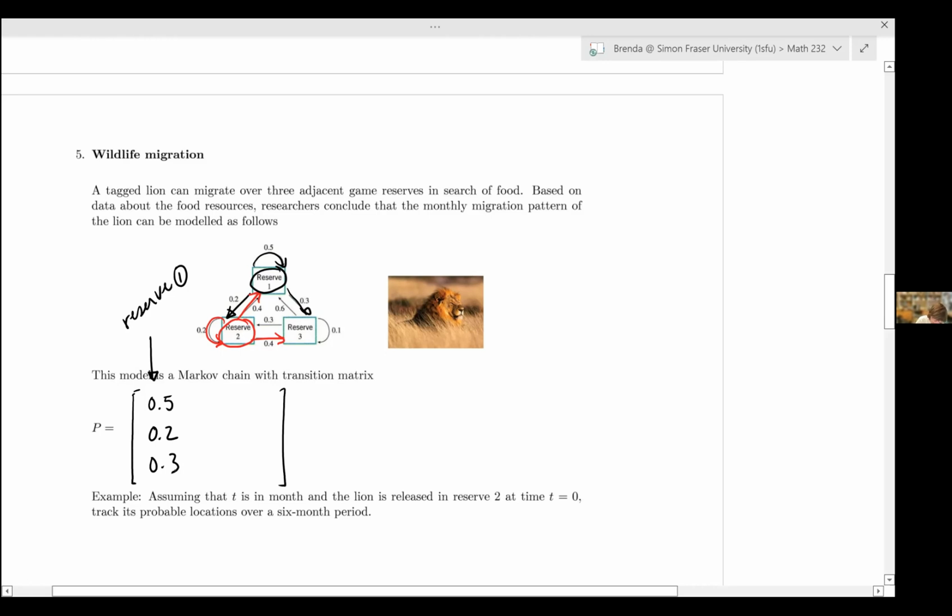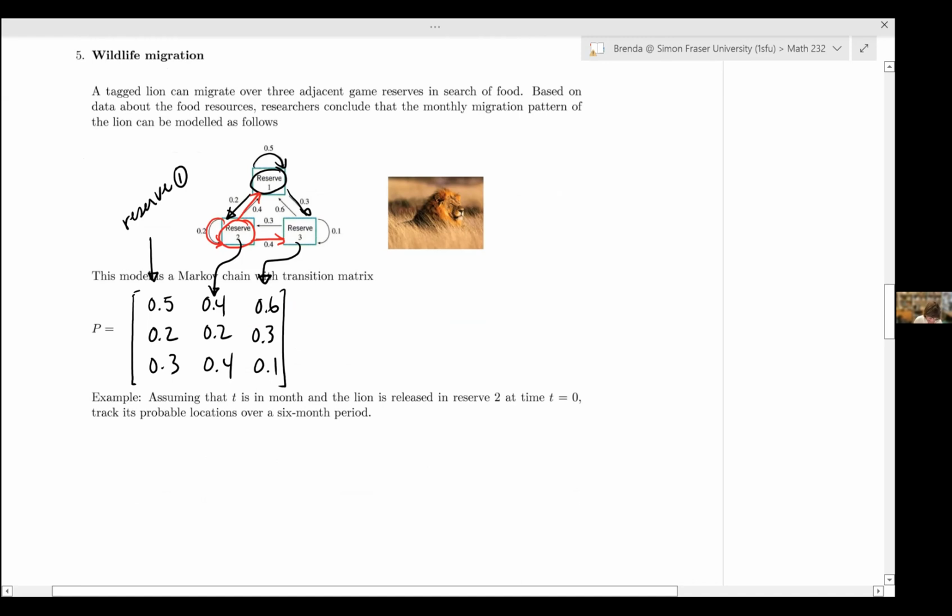Then we do the same thing for reserve 2. If you're in reserve 2, what's the probability that you go to reserve 1? What's the probability you stay at reserve 2? What's the probability you go to reserve 3? So this is reserve 2 right here. And then we do the column for reserve 3. Now notice this is the first row. If we're in reserve 3, what's the probability of going to reserve 1? What's the probability of going to reserve 2? What's the probability of staying in reserve 3? There it is.